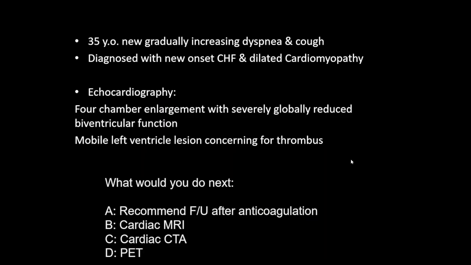I do not think anyone else is taking cases today, so I'll put myself out there. I would probably go with cardiac MRI. So that is what we do. Great. We'll go with that.